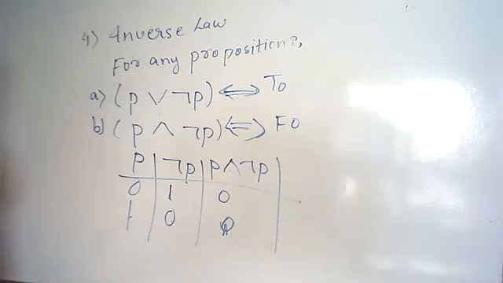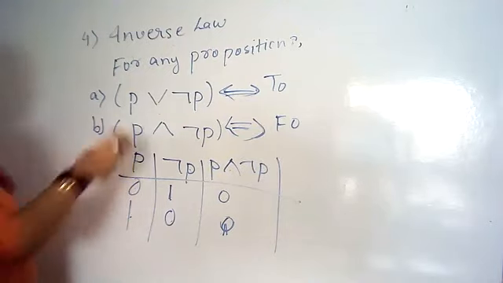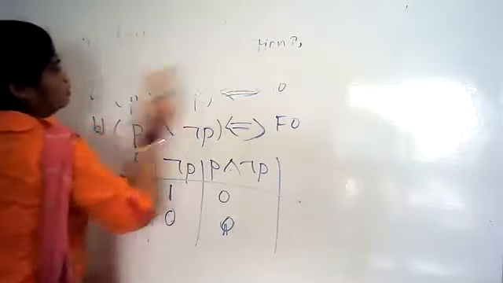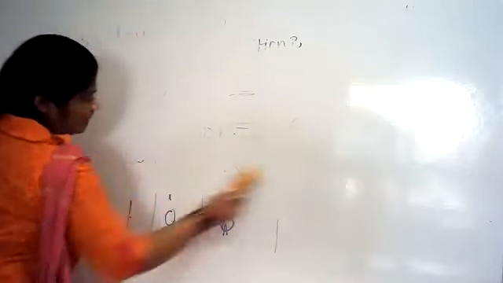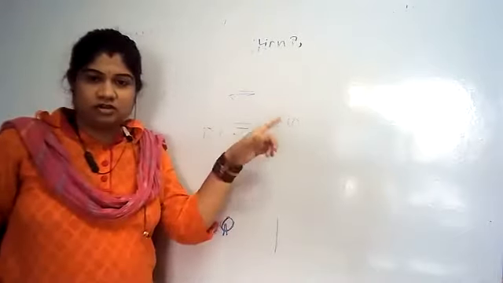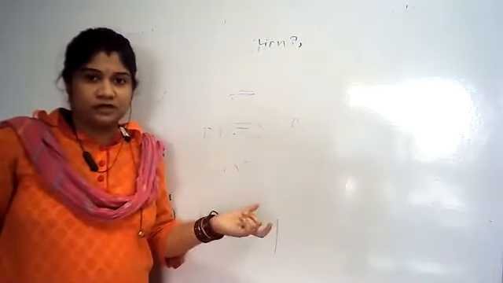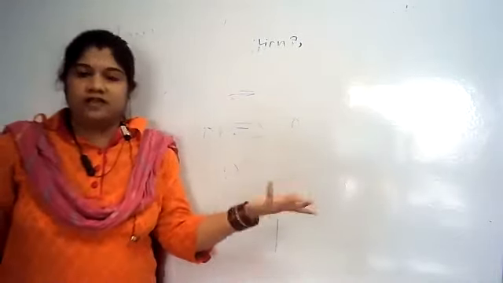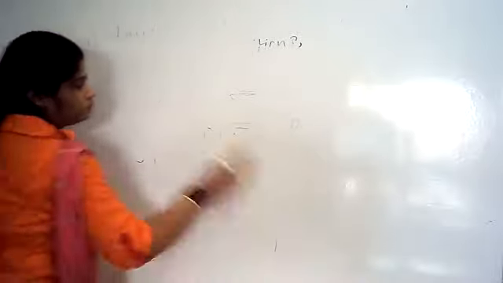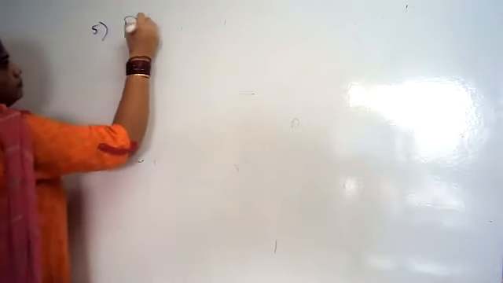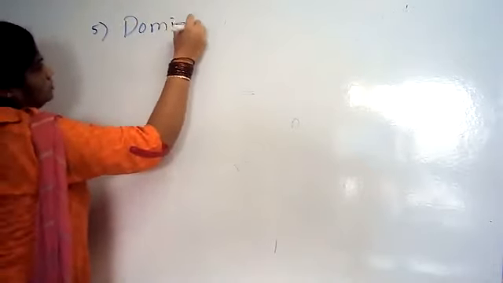Okay. The last law I'll tell for today; tomorrow I'll continue. Domination law. The fifth law will be the domination law. I'm solving just the disjunction one with a truth table. If you want, solve the conjunction at home to cross verify. Coming to the fifth law, the domination law.